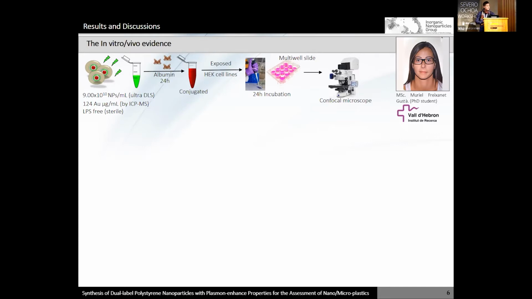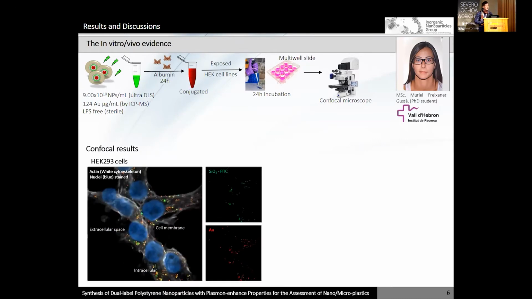So we characterize the particles well, we make sure about the endotoxin contamination, which was negative, and then we conjugate this particle with albumin for 24 hours, and we expose it to the cell lines in the multi-well slide, and we looked at it in the confocal microscope. And the confocal microscope gave us interesting results.